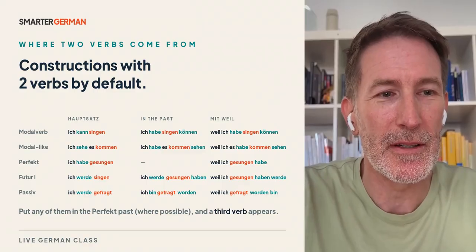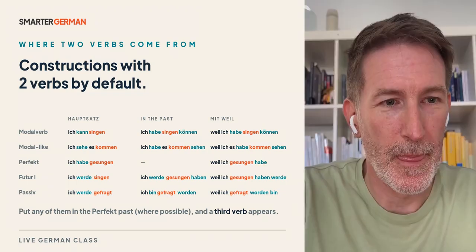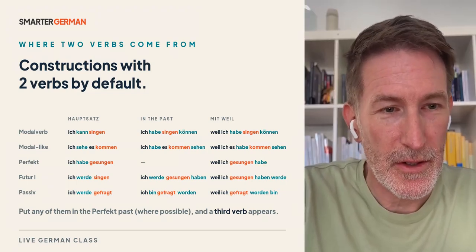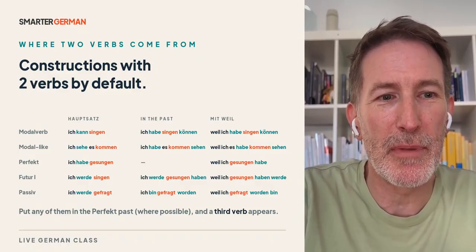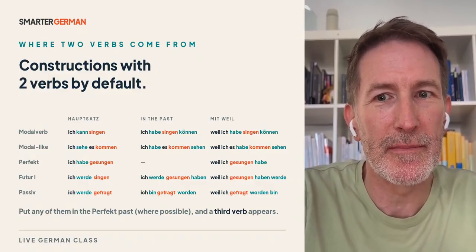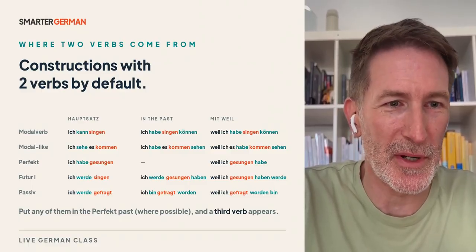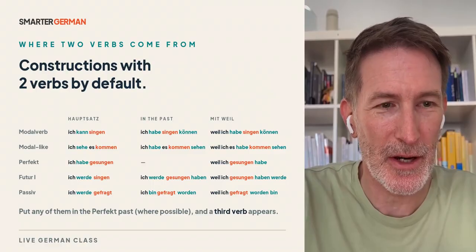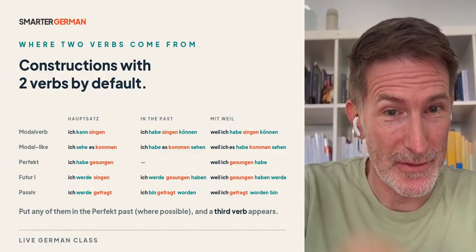So, ich habe singing gekannt. So remember what we talked about? The kann, the modal verbs in the past form. What form do they take? Können. Here we go. So this is the first one. Well done. Next one. How do you put this? And remember, sehen works like können.